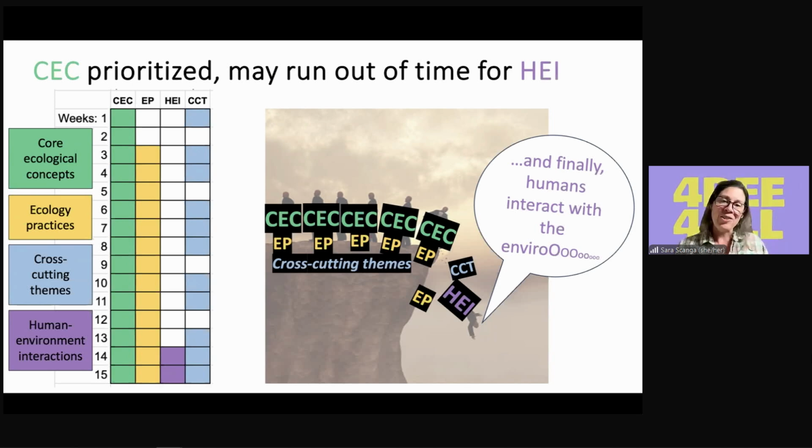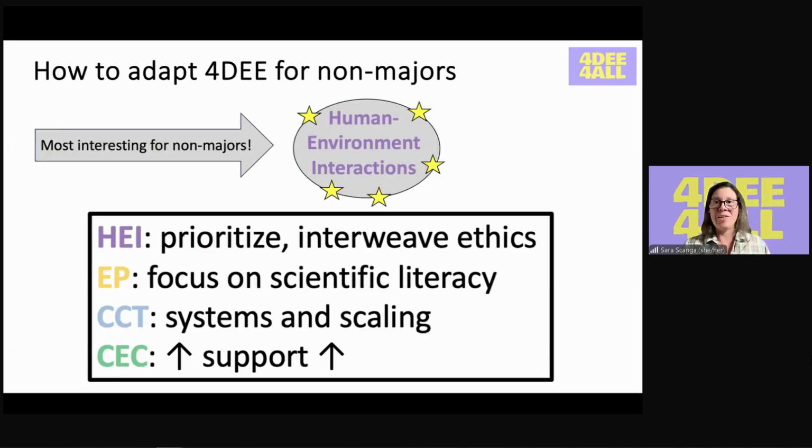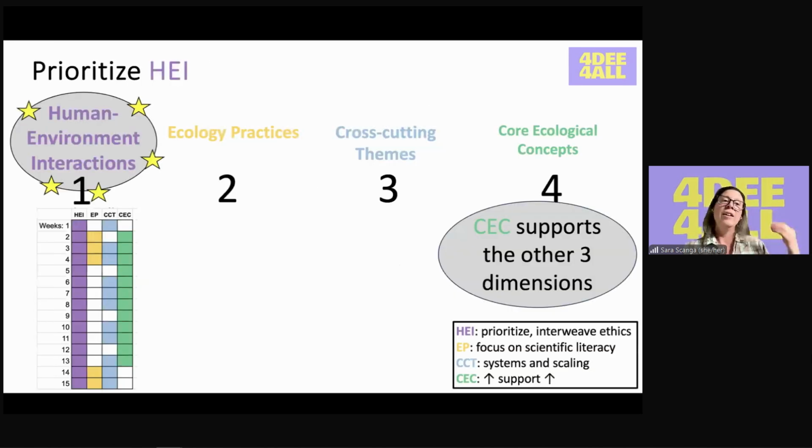For non-majors, what they care about, what they think is most exciting, is the human environment interactions. So I'm going to shift now to thinking about 4 different ways that we can adapt the framework to engage non-majors. That first one is really to make HEI, human environment interactions, the backbone of the course. Use the core ecological concepts to support, like an accessory to, the other 3 dimensions.